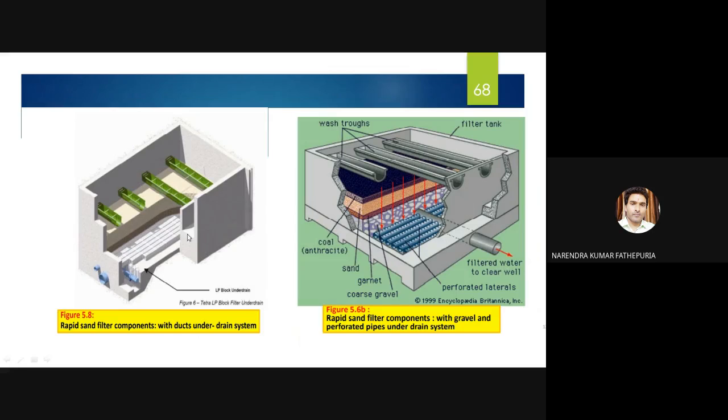These are the cross section designs that we have made. These are the gravel structure. Here's a trough we have provided, wash trough, filter tank. If you go for a cut section, this is the filtered water to the clear well. It will go there, and you see there. This is the structure of coal, anthracite on top, then sand, then garnet, then coarse gravel. Like this, water will be coming out from the primary sedimentation tank, and then it will be filtered out in the layers. And through the drainage system, filtered water will go to the disinfection chamber.